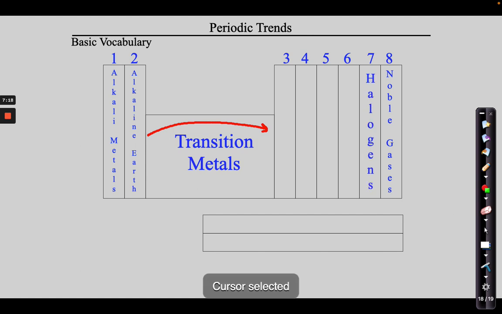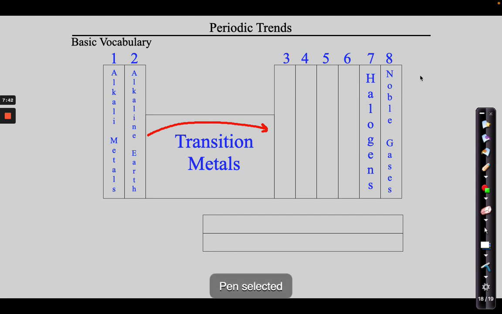Then the last one that we're going to talk about up here are halogens. Everybody, halogens. Halogens. Very good. And halogens have how many valence electrons? 7, right? So how many more do they need to be completely full? 1. They only need 1. They're so close, making them very reactive. Our halogens are very reactive as well.